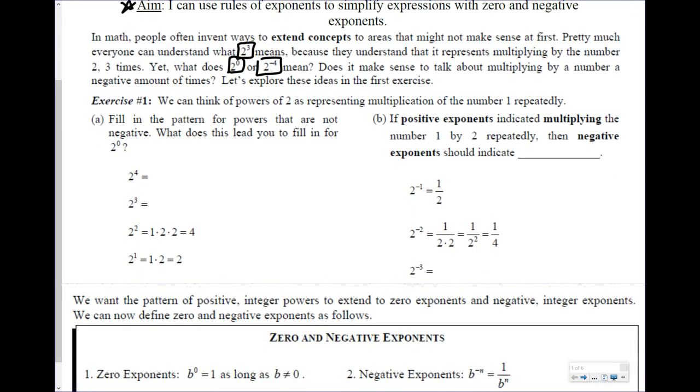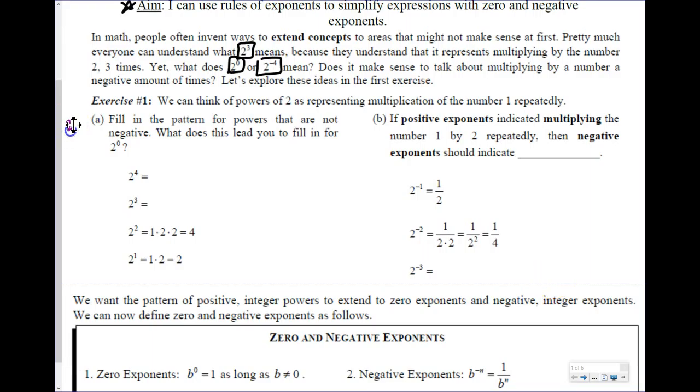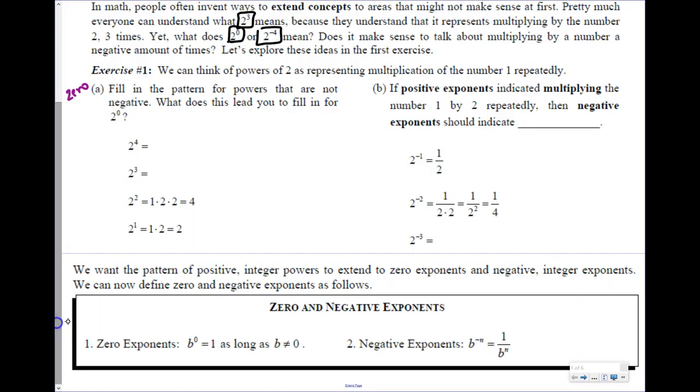So, exercise 1 has two different problems, A and B. Letter A is going to talk about what happens when we have 0. Letter A says, fill in the pattern for powers that are not negative. What does this lead you to fill in for 2 to the 0 power? So 2 to the 0 power is a very interesting case, right? How can something be multiplied 0 times? And wouldn't it just be 0? Well, let's follow this pattern and see what we discover.